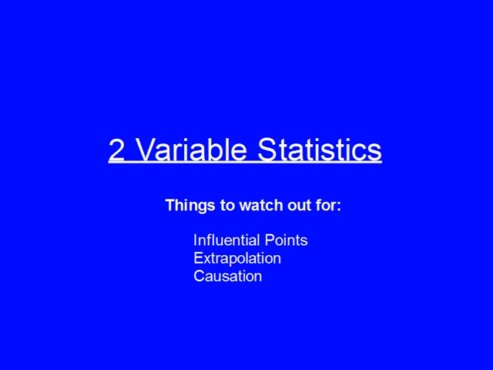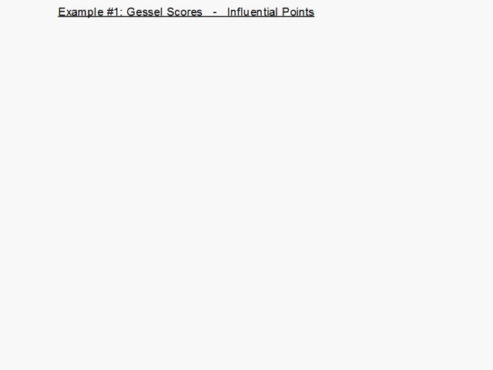Now that we've figured out how to find the best model for any given data set, there are a few things we need to watch out for. There are going to be three of them: influential points, extrapolation, and causation. We'll start with influential points.